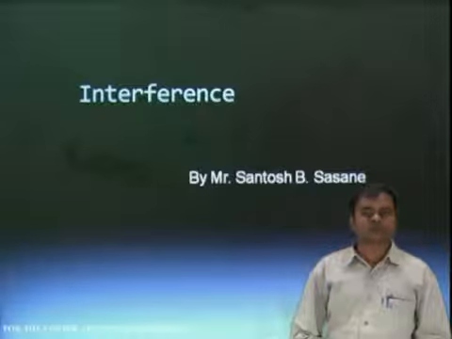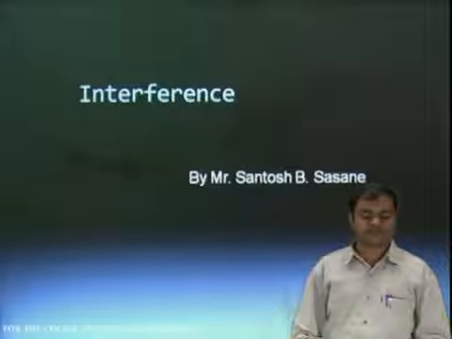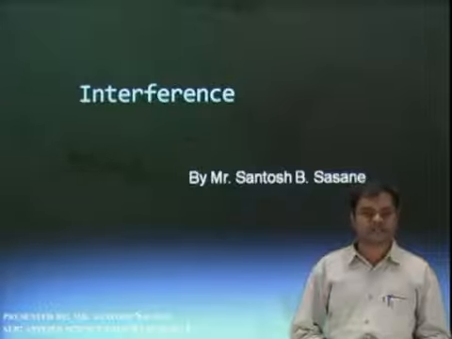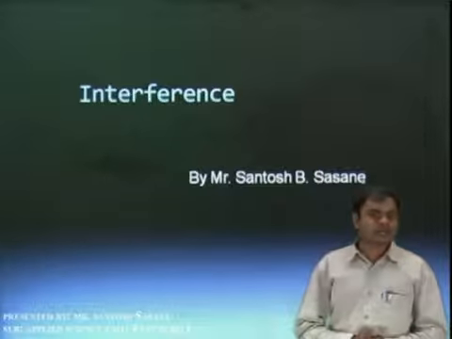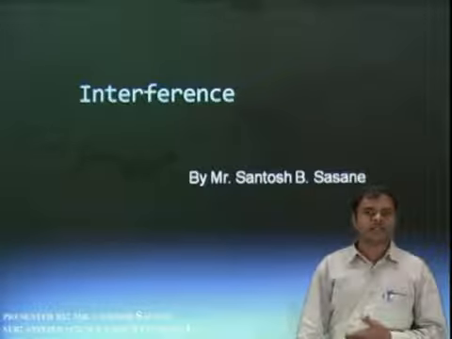Applied Science 1 subject, Unit 4, and in that the first chapter, that is interference. Already you have studied some concepts regarding interference, like its definition and the different types of interference. Before starting this chapter, I would like to ask you two or three questions.